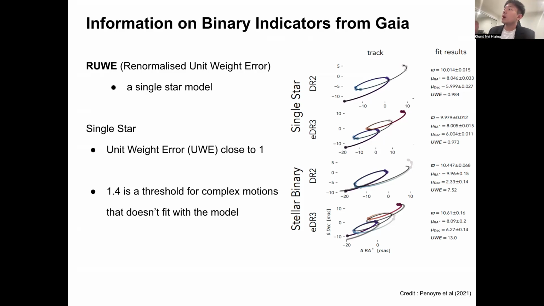If you look at the top figures, you will see the motions of a single star fit. This is how Gaia uses parallax and proper motions to create a model of a single star, and then the value of the unit weight error will be close to 1. And if the star doesn't have motions that follow this model, the unit weight error will be way bigger and it will be classified as a binary star, as you can see at the bottom figures. And 1.4 is a threshold for complex motion that doesn't fit well with the model.